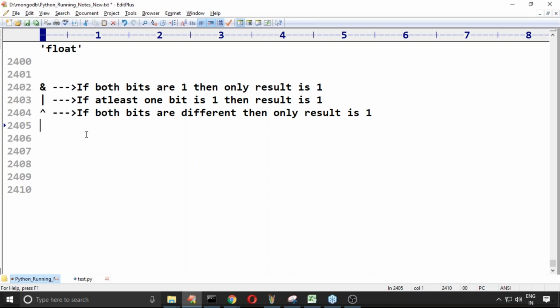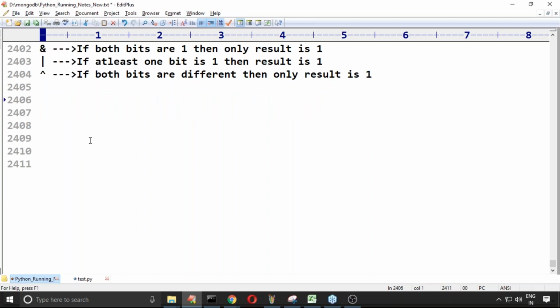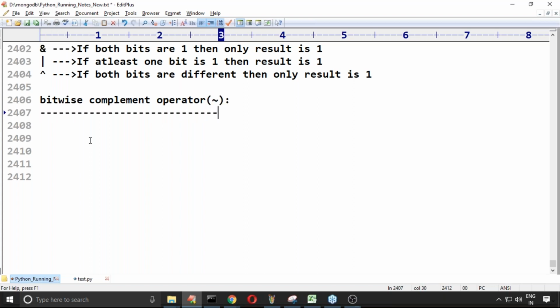Now my next thing here is one operator, the bitwise complement operator. Sir, take a bit of very special care about this one. How is it going to work out? The bitwise complement operator is a bit of a dangerous thing. Take very special care about this one.